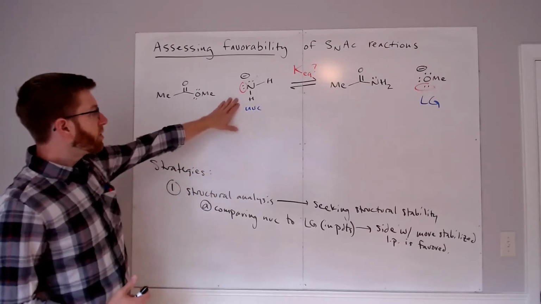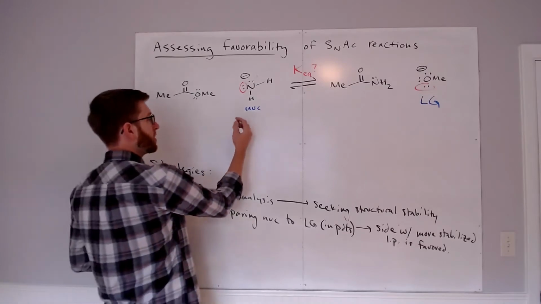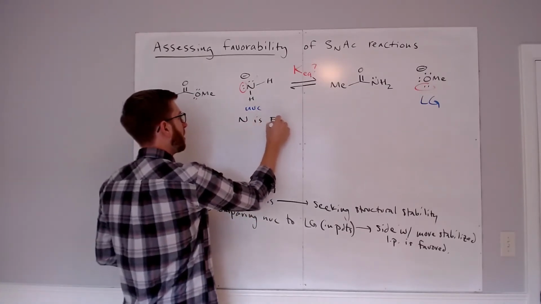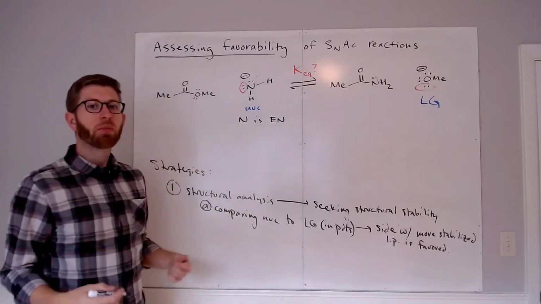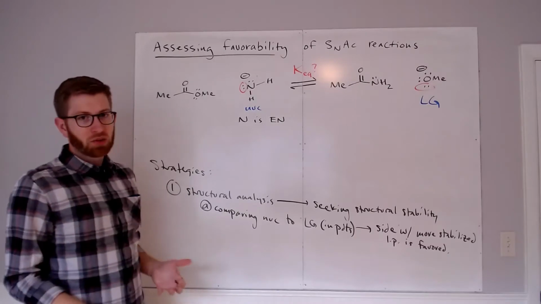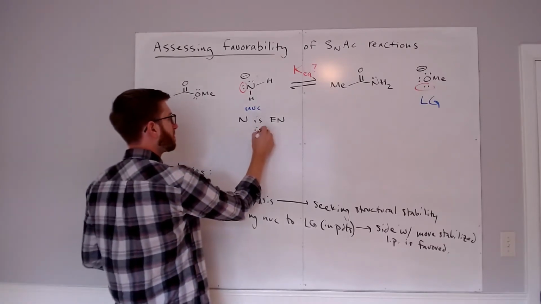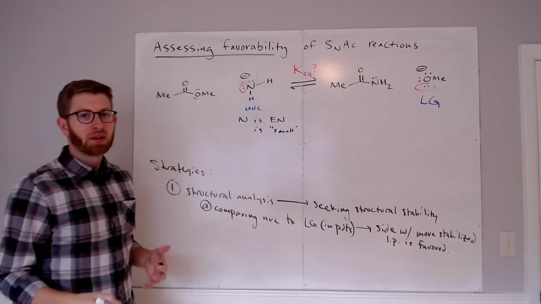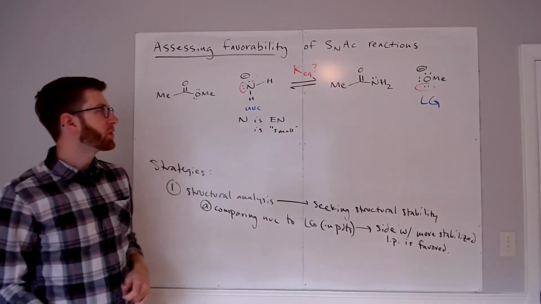We know that the nitrogen has a few things going for it. Nitrogen is relatively electronegative, certainly more so than a carbon or a boron atom or an iodine or something like that. It's relatively small, and I'm going to put small in quotation marks. It's like a second row element, not like sulfur or selenium or phosphorus or something like that.